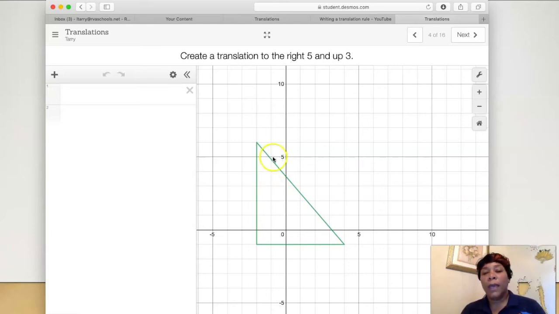So I can just pick whichever point I choose, just like it said, but I'm going to go to the right. That's what's going to be important. Make sure you go the right direction. So I'm going to go to the right and you can just watch me as I move. So that's 1, 2, 3, 4, 5. But I can't stop there. Why? Because it says go up 3. 1, 2, 3.